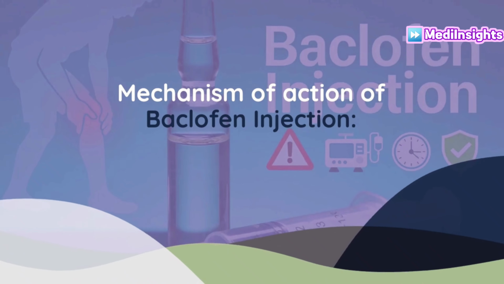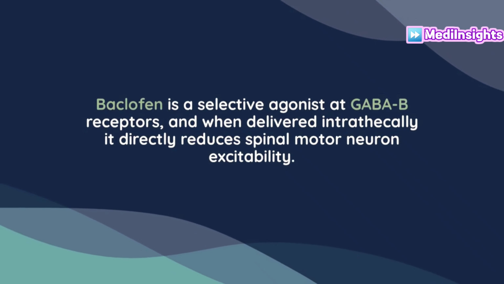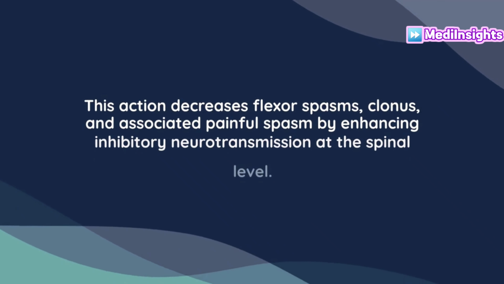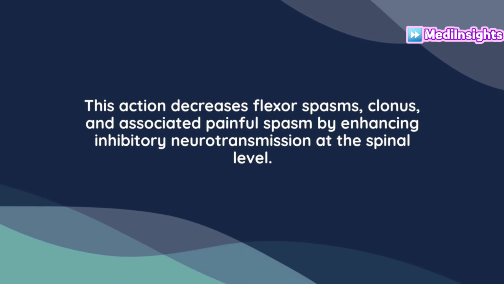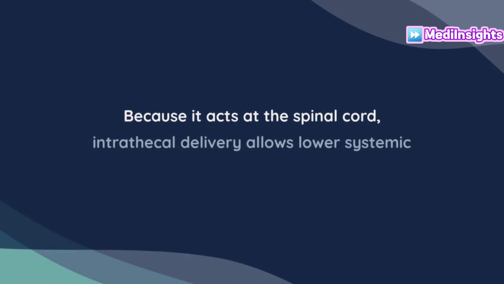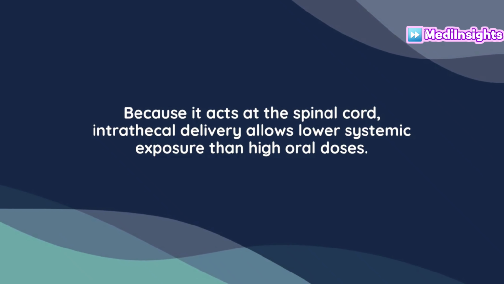Here's an easy explanation of the medicine's action. Baclofen is a selective agonist at GABAB receptors, and when delivered intrathecally, it directly reduces spinal motor neuron excitability. This action decreases flexor spasms, clonus, and associated painful spasm by enhancing inhibitory neurotransmission at the spinal level. Because it acts at the spinal cord, intrathecal delivery allows lower systemic exposure than high oral doses.